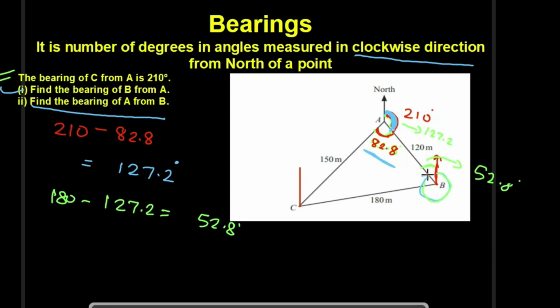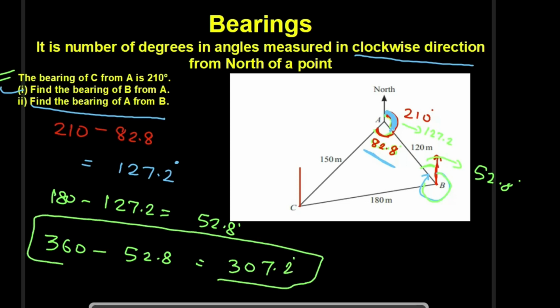Now we have to find out this. The complete angle is 360. So 360 minus 52.8 is going to be 307.2. So this way, we can identify the bearing of A from B. So whenever they say bearing, we have to make a north at that point, then we have to measure in a clockwise direction always, and we have to express it always in 3 digits. So this is how we can find the bearing question.